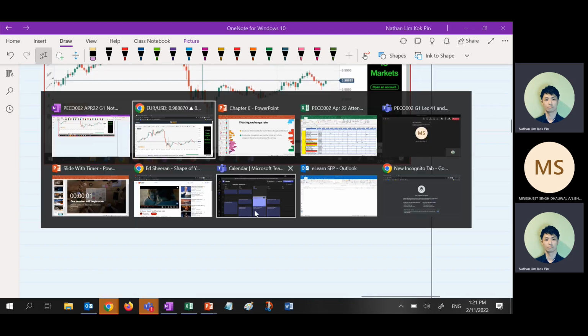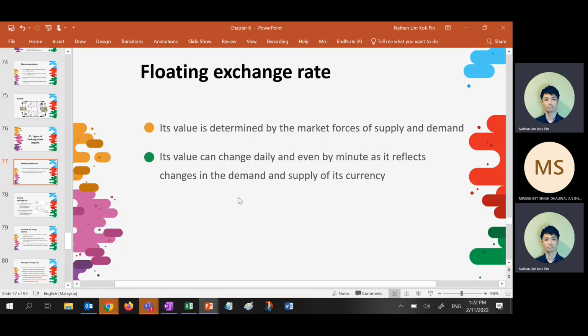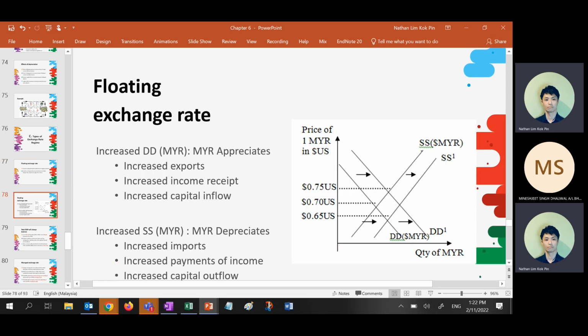Okay? So that is for floating exchange rates, right? Unfortunately, you need to know the diagrams rather than the charts. Okay? So, increase in demand. Same thing I'm going to ask you. I already gave you all the factors here. You tell me why, right? When MYR appreciates, it can be due to an increase in demand or a decrease in supply.